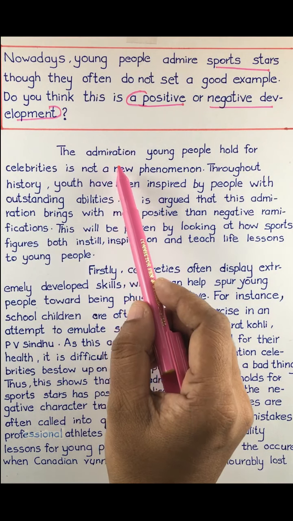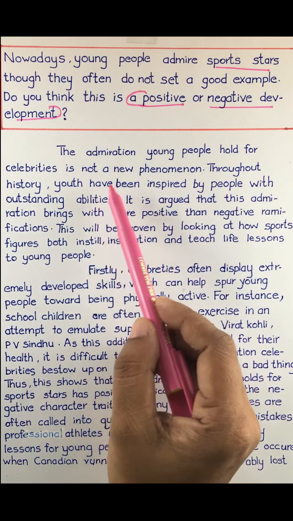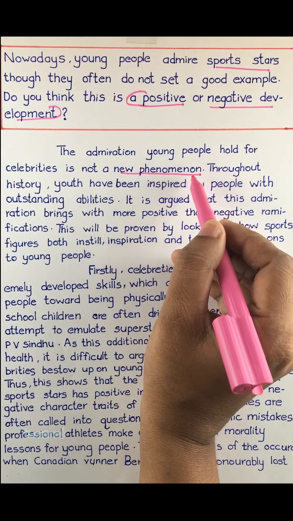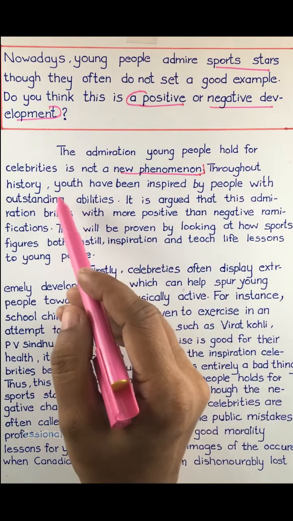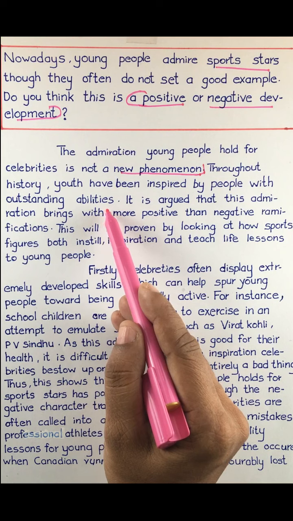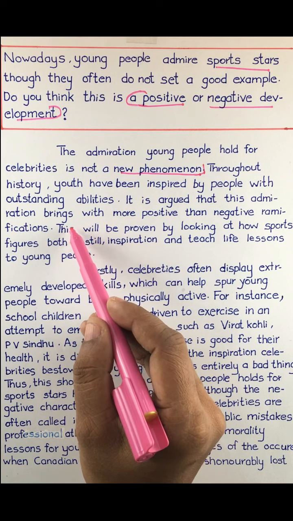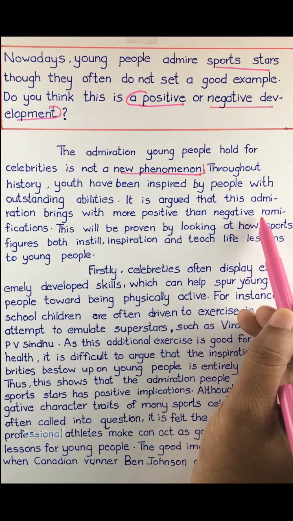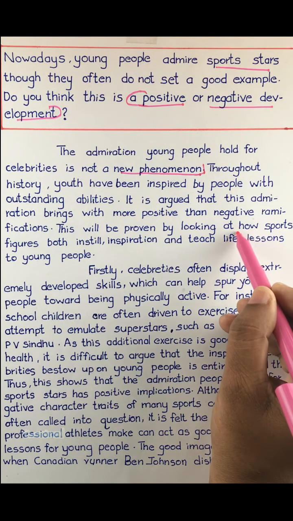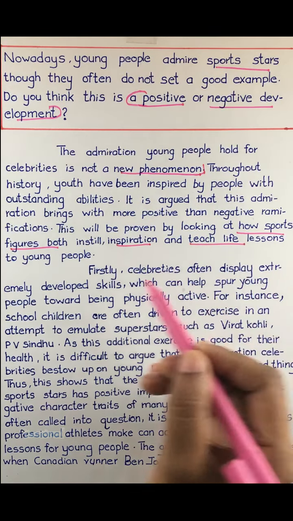Here, the admiration young people hold for celebrities is not a new phenomenon throughout history. See, the first sentence over here, it's not a new phenomenon because it is happening all around the world. So I have added a topic sentence. Youth have been inspired by people with outstanding abilities. It is argued that this admiration brings with it more positive than negative ramifications. This will be proven by looking at how sports figures both instill inspiration and teach life lessons to young people.